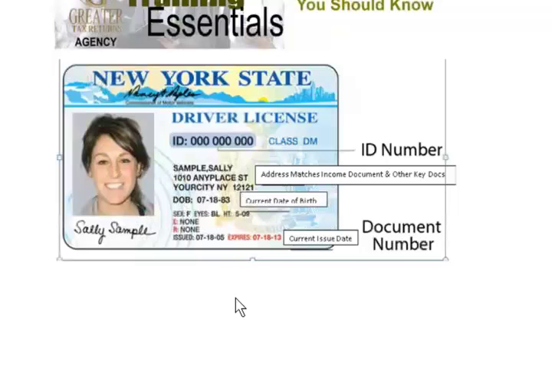Let me get my little marker here so we can show you what we're talking about. I'm going to draw right here on this particular license. Here's the expiration date. You want the expiration date to be within that year. If it's beyond that, you can't use the driver's license.